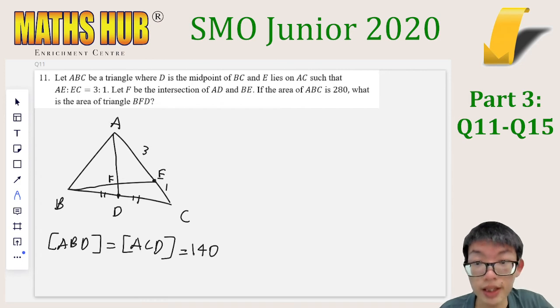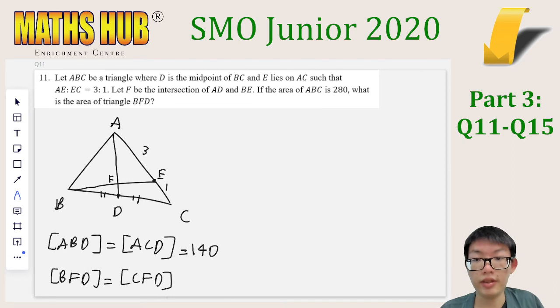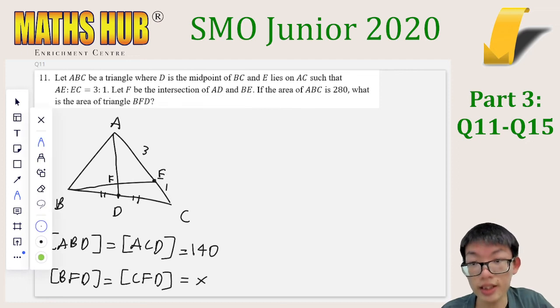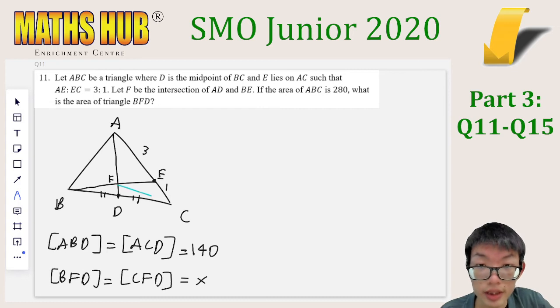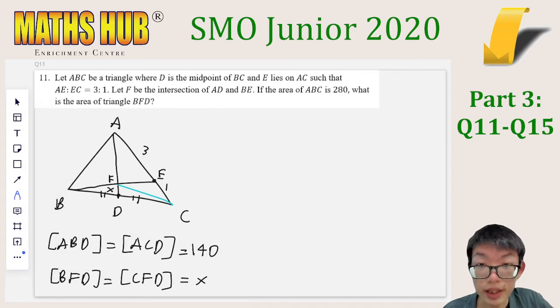Also, we can say that the midpoint also tells us BFD has the same area as CFD. That means two things. First, it's probably a good idea to call this area X. And secondly, since CFD is not yet marked out in the diagram, I think we should certainly add this line. So both of these areas are X and X. And I can label ABF to be 140 minus X.